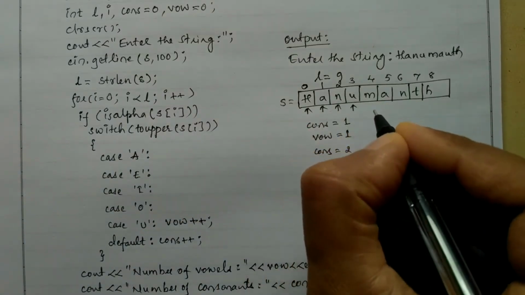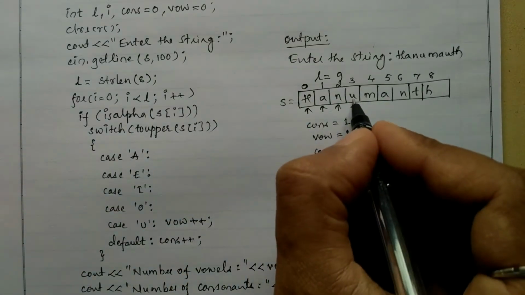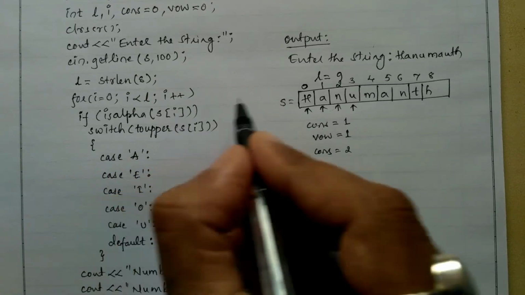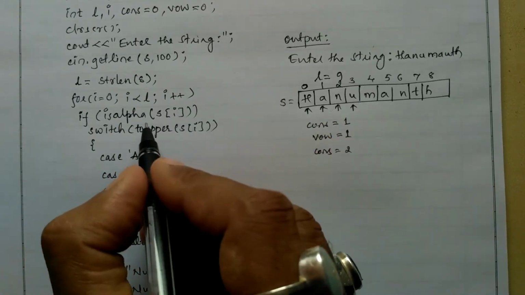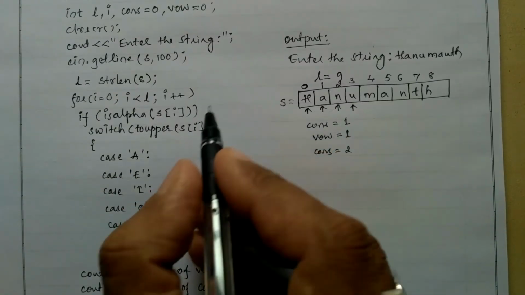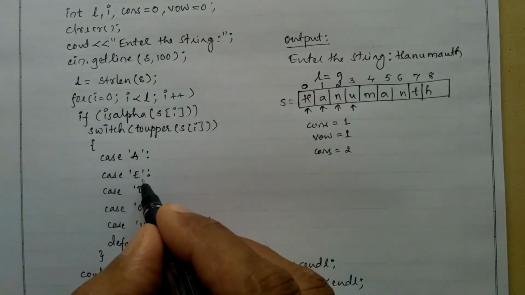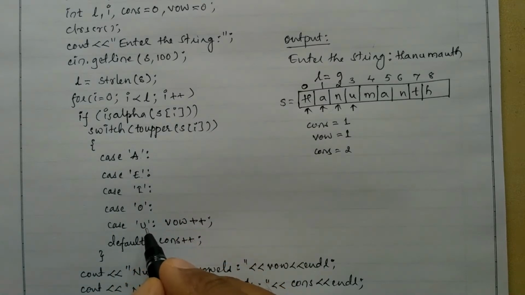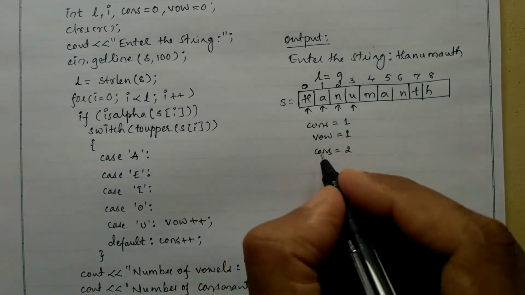Now it is pointing to index number 3 that consists of u. So isalpha of s[3], that is u. Yes, it is true. Toupper. So lowercase letter u will become uppercase letter U. So it is not matching with A, E, I, O, but it is matching with U. Hence vowel will get incremented by 1.